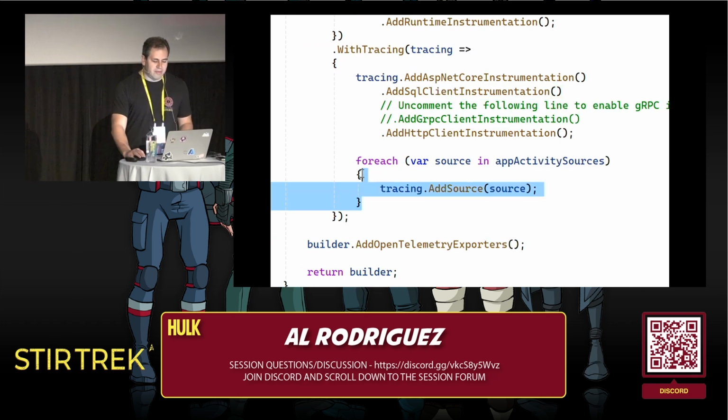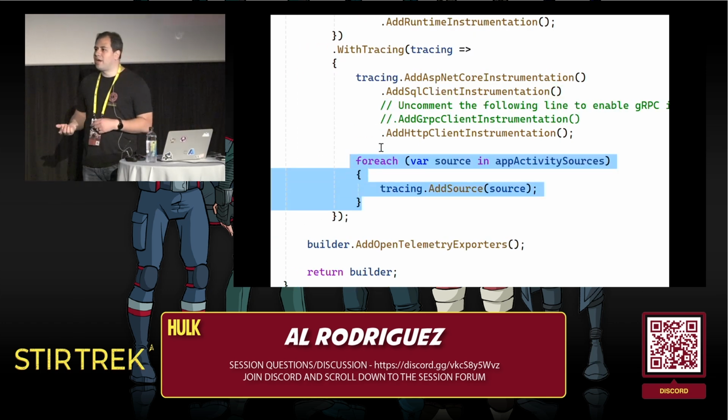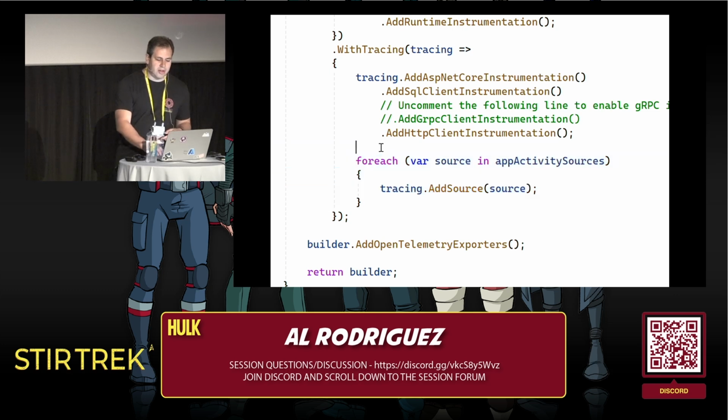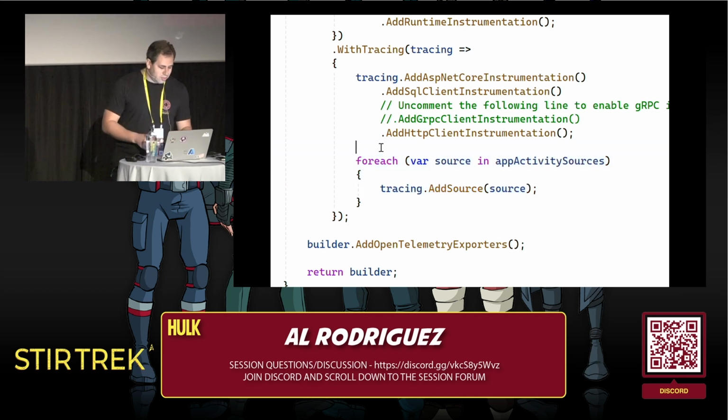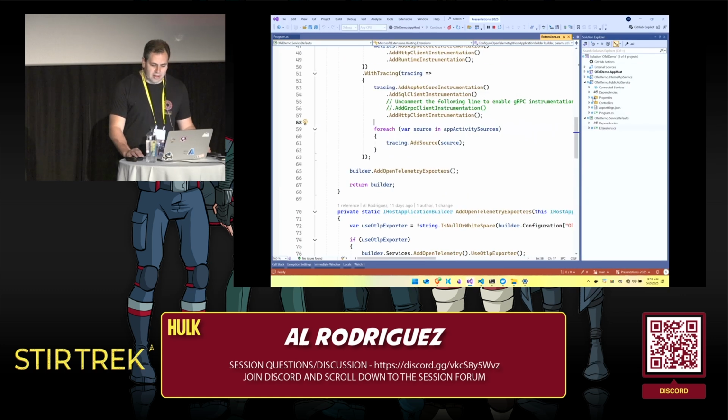And then down here, we have this for each loop for adding our custom sources. So this is what we're going to use when we want to add our own custom telemetry. Taking a step back from that, this is the public API. Let's look at the internal API. This one's going to do a little bit more.